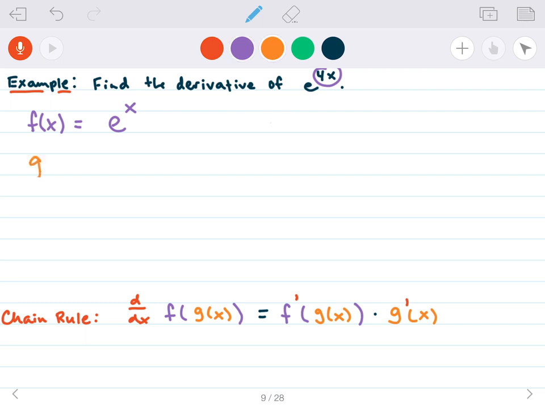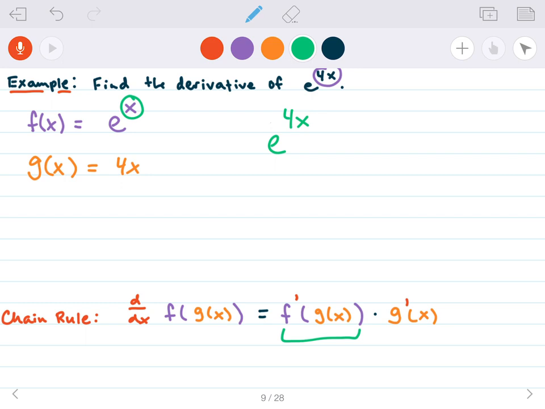All right. So that something that I am plugging into f is going to be 4x, right? If I plug in 4x into f, I end up getting my original function. Okay, so that's that. Now let's go ahead and use the chain rule. So the chain rule says, first, take the derivative of f while leaving in g for the variable. Now the derivative of e to the x is just e to the x. So this is just going to be e to the 4x, right? I'm just leaving in g after I take the derivative.